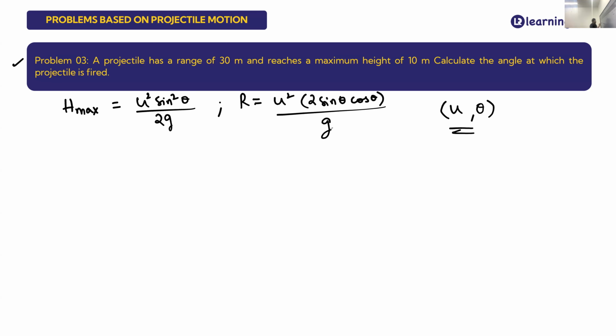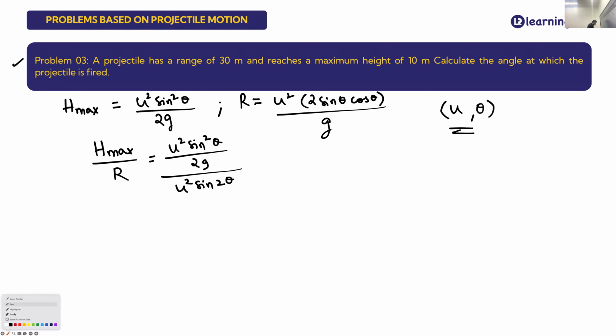Okay. So the equation is, H max divided by range is going to be equal to u square sine square theta, the whole divided by 2g, the whole divided by u square sine 2 theta. Correction here: u square 2 sine theta cos theta, the whole divided by g. So u square and u square are gone, one sine theta is gone, 2 and 2 will get multiplied, g and g are gone.